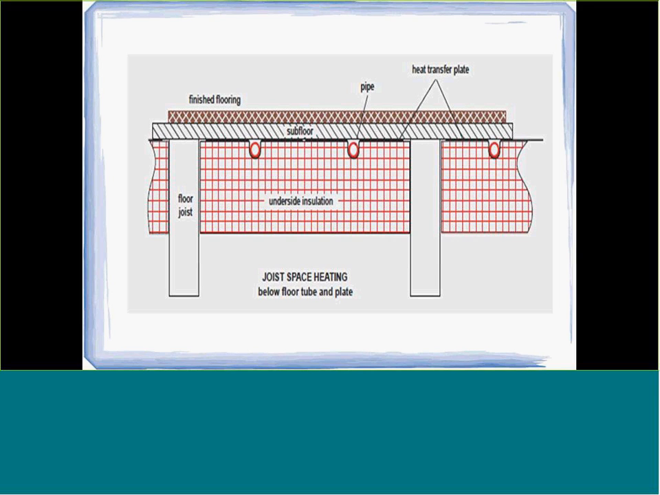So we try to keep it 12-inch or less on a residential application because the floor temperature is going to be noticeable if we have some streaking going on. So for underfloor, we try to go on 8-inch centers between the floor joists.